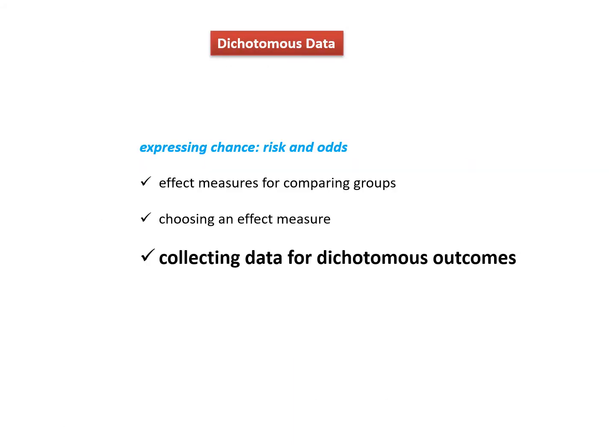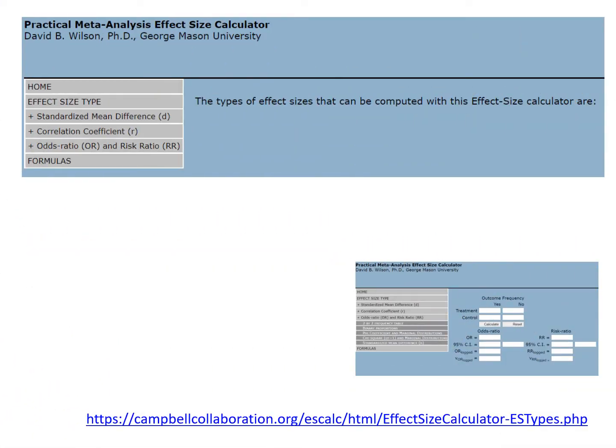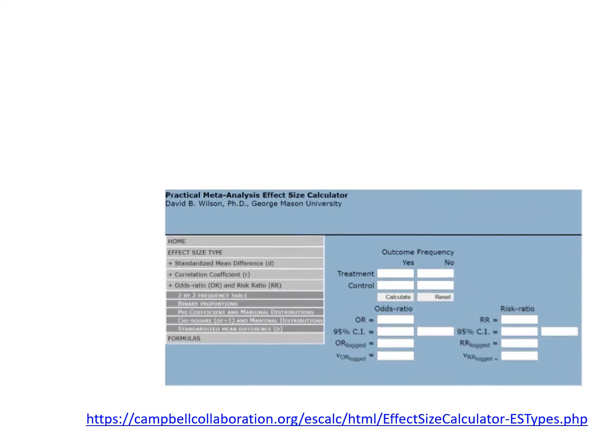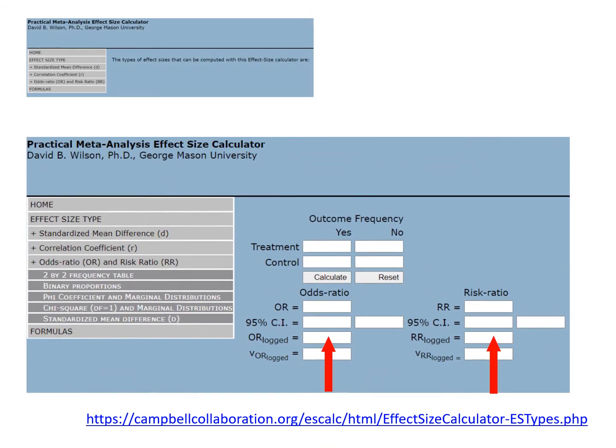We will now have a look at the way we transform data for dichotomous outcomes. Some authors, instead of presenting their data using 2x2 tables, give odds ratios or risk ratios. For this, we need to convert the data of our included studies into risk ratios or odds ratios in order to conduct our meta-analysis. On this site, you can find a practical meta-analysis calculator which can transform your data.